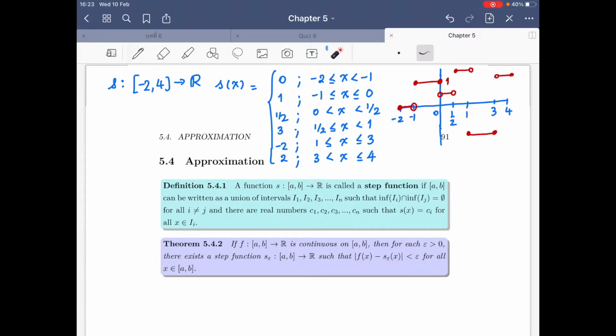So it means that you can approximate your function f by this step function s within any error. I mean, no matter how small the error is, you can always find a step function that satisfies that requirement. And this is actually the idea of integration, especially the Riemann integration that we are going to study in chapter 7 of this course as well.